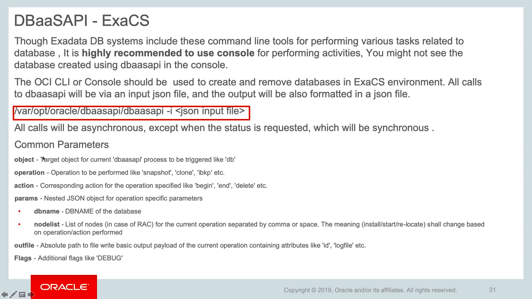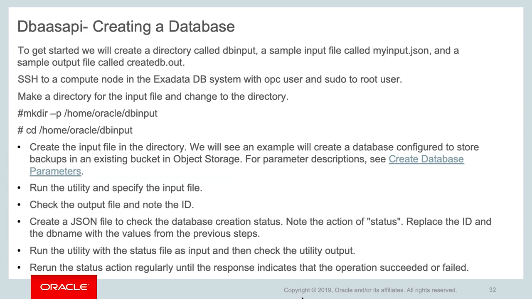So command parameters could be object, operation, action, and params. It could have a nested JSON object for operation specific parameters like database name or node list or out file or flags. The object could be the target object for the current dbaasapi process to be triggered, like for databases it will be db, and there could be operations to be performed like snapshot, clone, or backup. Actions could be begin or end or delete. So we'll go with that and see the steps for creating a database.